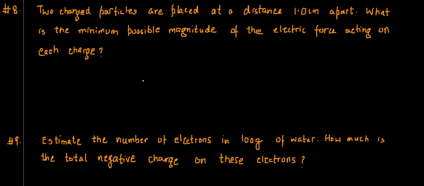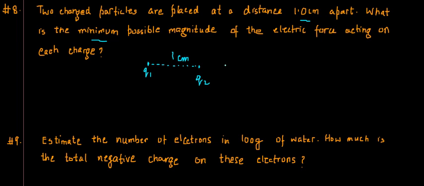Question 8. Two charged particles are placed at a distance 1 centimeter apart. What is the minimum possible magnitude of electric force acting on each charge?